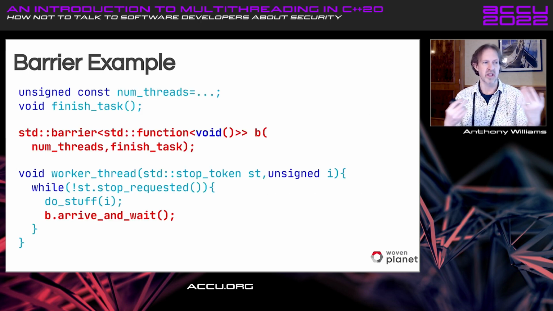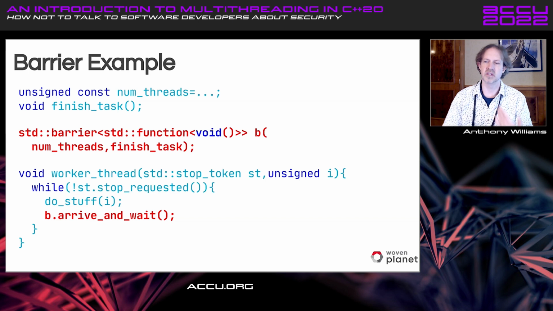Okay, so what does it look like in some code? Well, we have some number of threads and a task to finish things off. Like I said, you can give it a task type. A standard function works, the new C++23 function ref will work, or you could just give it a function pointer type. And so you give it the number of threads that you wish to count, and then the completion function.